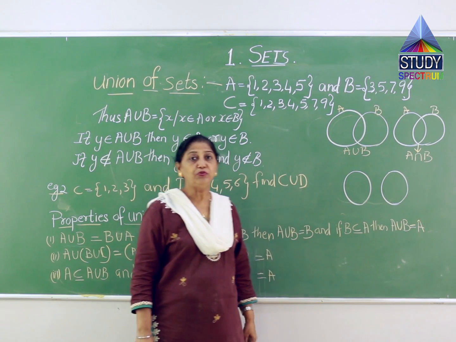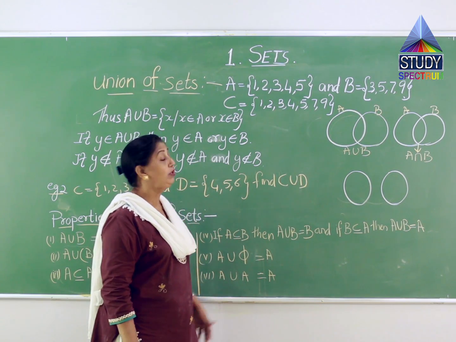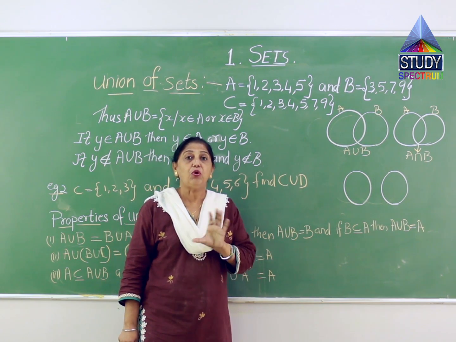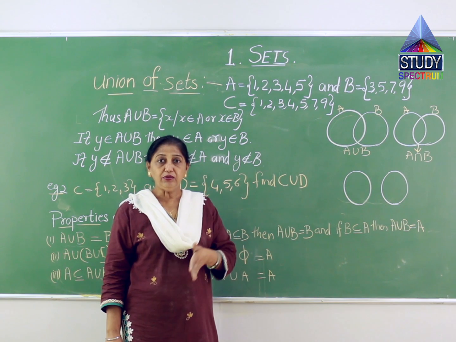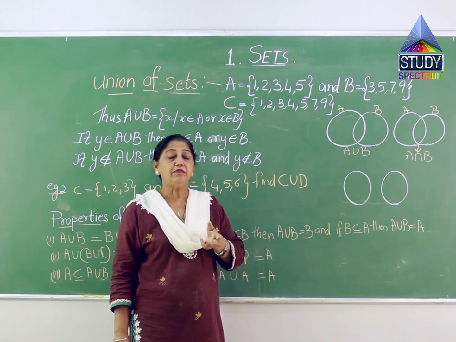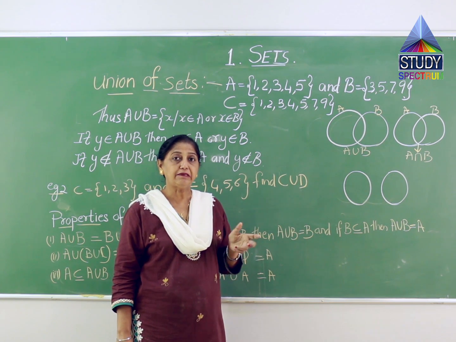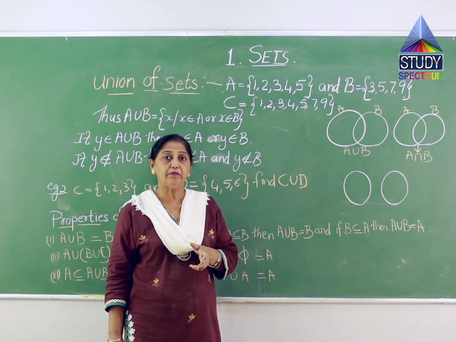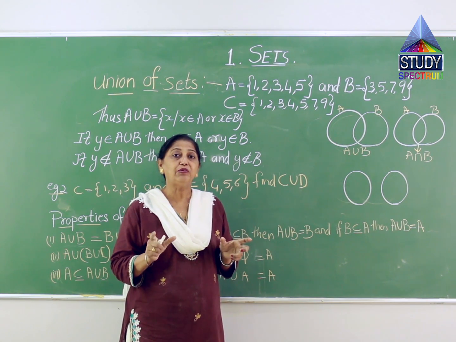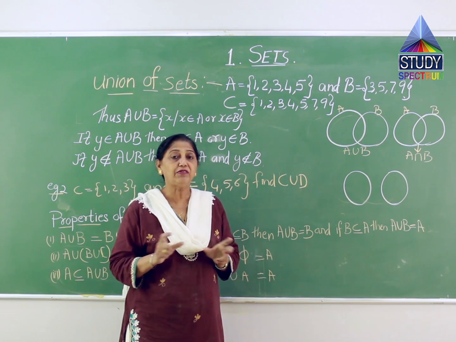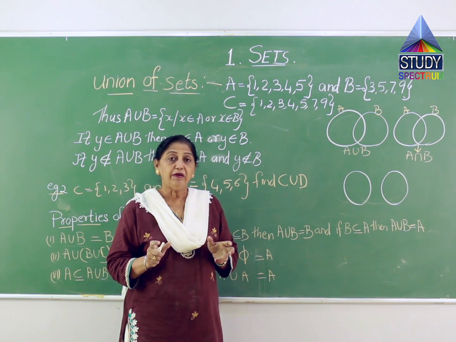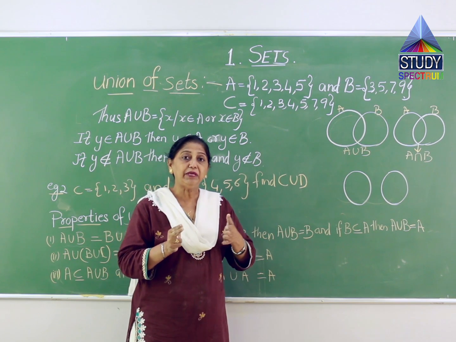Now children, let's move to another topic, that is union of sets. What does union mean? Union means all together. Suppose there are two sets: all the odd numbers below 10, that is less than 10, and all the even numbers below 10. If I put these two sets, they will be disjoint sets as they don't have anything in common. But when I say union, it means I'll put all the elements together.